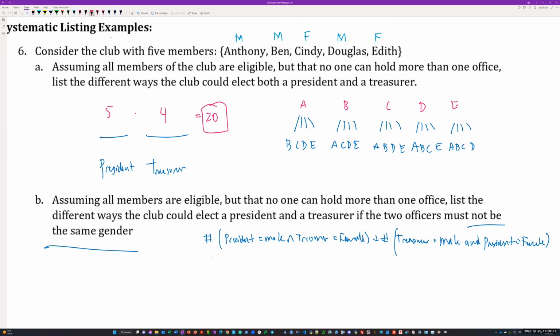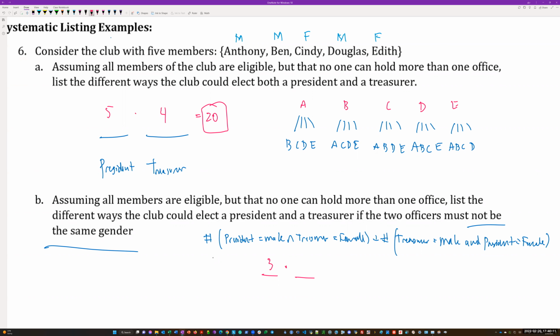Okay, so we need to count up these two things. How are we going to count up the number of ways that the man could be the president and then the female could be the treasurer? What would you say? How many slots do I need? We need a slot for president and a slot for treasurer. How many presidents could I first pick? 3. There's 3 men. Is that right?